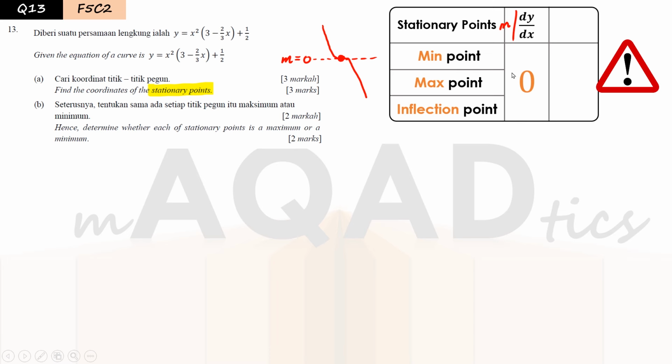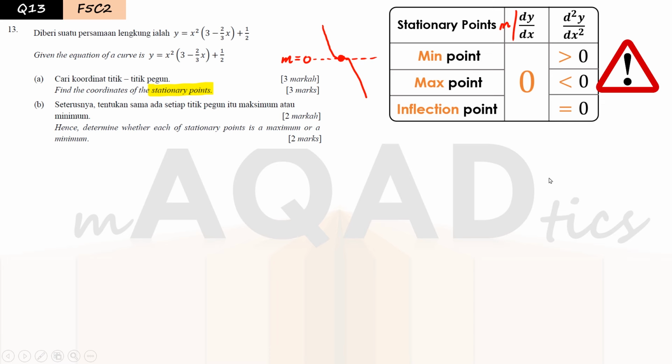Now this is the similarity, but how do we differentiate them? We need to look at the second order of differentiation, d square y over dx square. Once we differentiate the equation twice, if the value is greater than 0, it is the minimum point, lesser than 0 is the maximum point, and for an inflection point, it would be equal to 0.